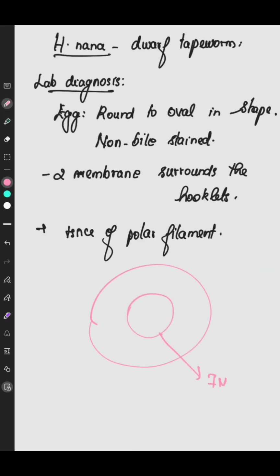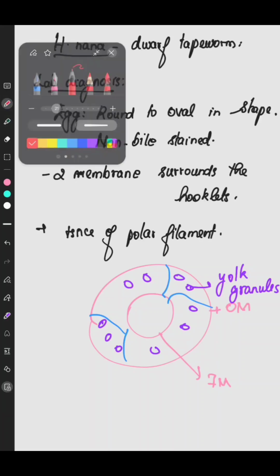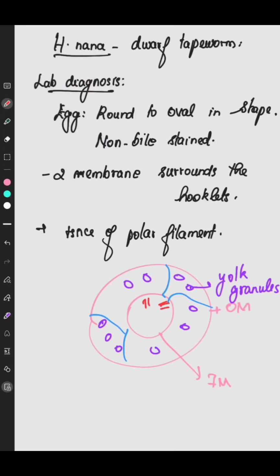See, the embryo is covered by the inner membrane and the outer membrane. You can see the presence of polar filaments at both the poles of the embryophore, which I have drawn blue in color, and you can see the presence of yolk granules, which I am drawing in purple color, and you can see the presence of 6 hooklets, 3 pairs of hooklets.